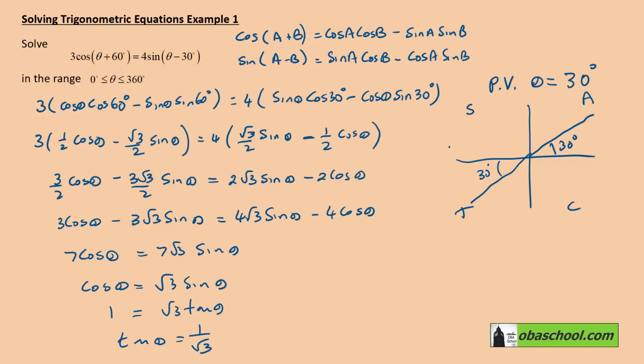So if we're going from 0 to 360, the first solution is 30. The second one is 180 add 30. And then we don't get any more solutions as we go around. So we're going to have theta is 30 degrees or 210 degrees.